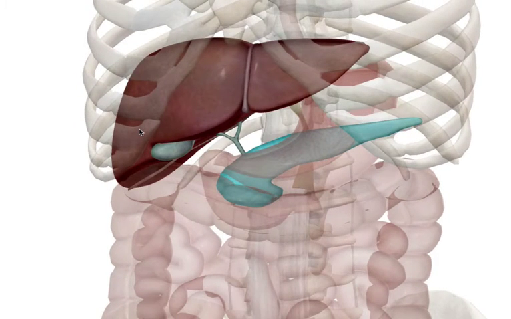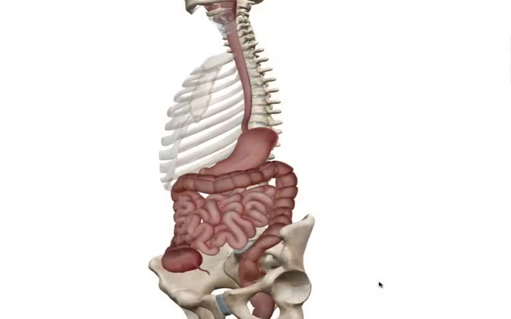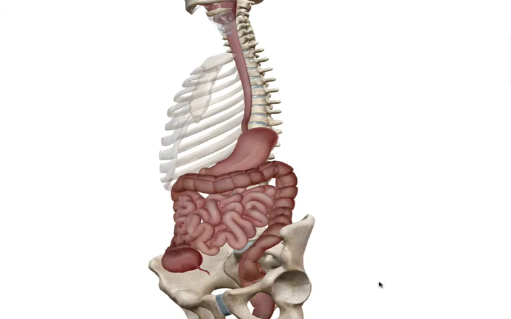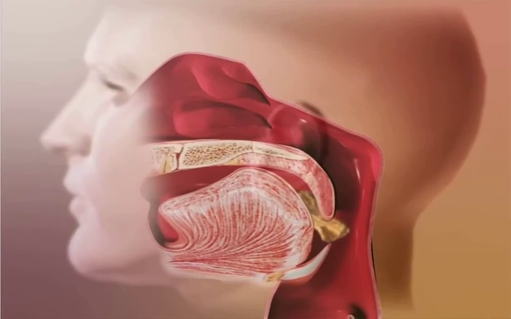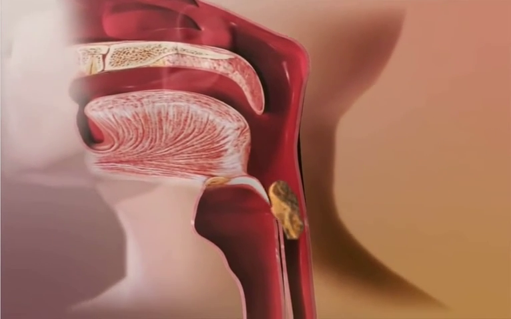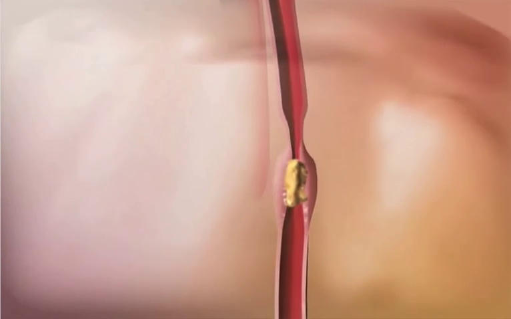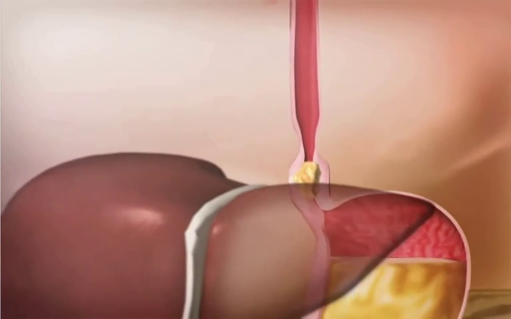Now let's take a look at how food is moved throughout the body. Food is moved down through the entire canal, this long tubing, via a process called peristalsis. It's a rhythmic contraction of muscles that starts at the esophagus. As the food is moved down, the muscles in front of the food will relax, and the muscles just behind and around the food will contract. That rhythmic contraction moves the food smoothly down the esophagus into the stomach and through the small intestines.